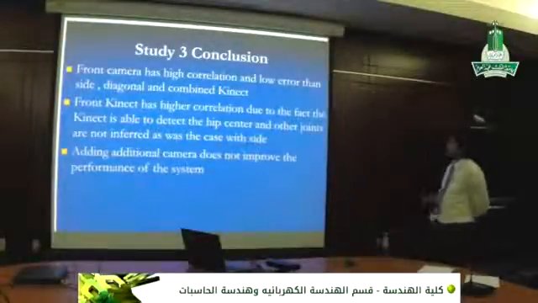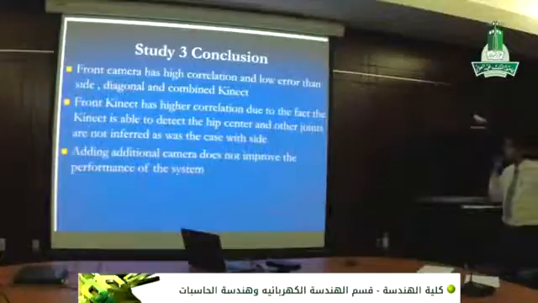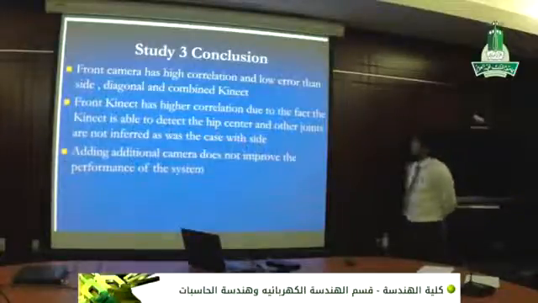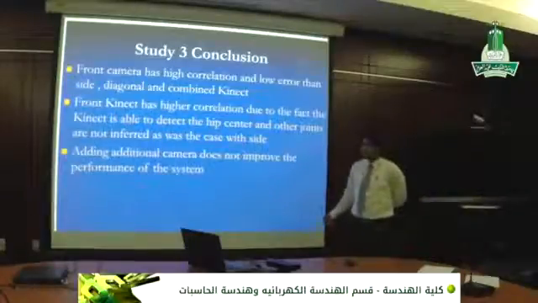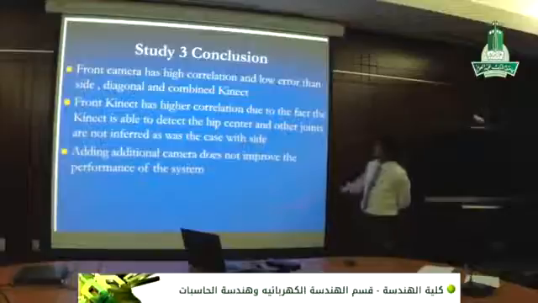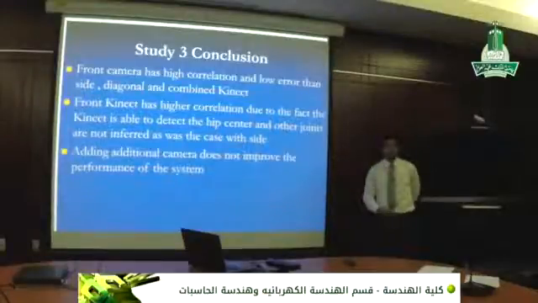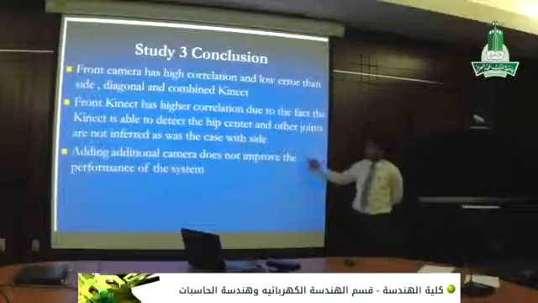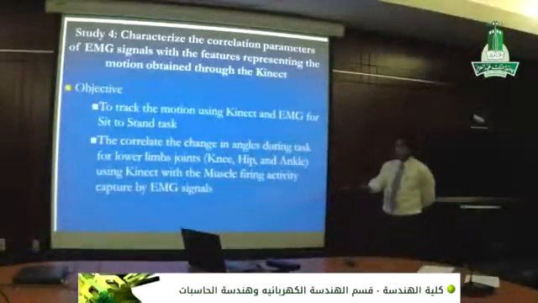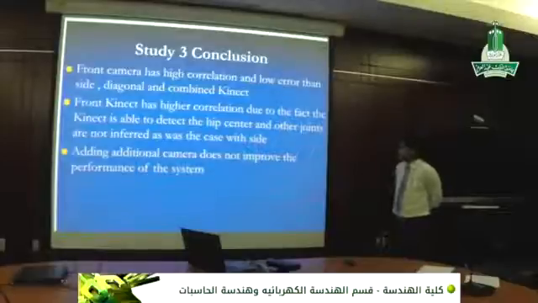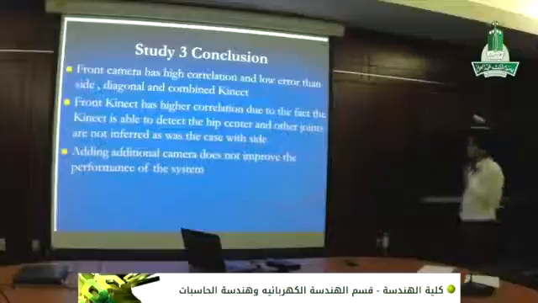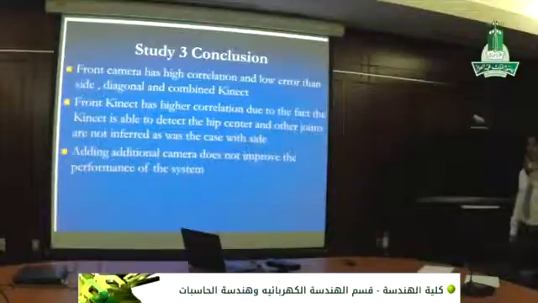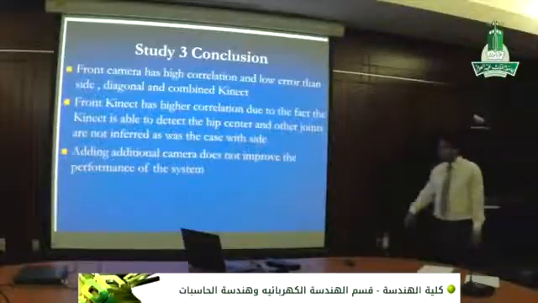From this study, we conclude that the front camera has higher correlation and lower error than side, diagonal, and combined. The front Kinect has higher correlation due to the fact that the Kinect is able to predict the hip center, which is the starting position for generating the joints, and other joints are not input, as was the case with the side and other positions of the camera. We came to the conclusion, after implementing multiple Kinects, that adding an additional camera does not improve the performance of the system.